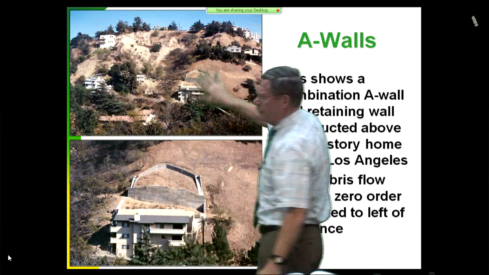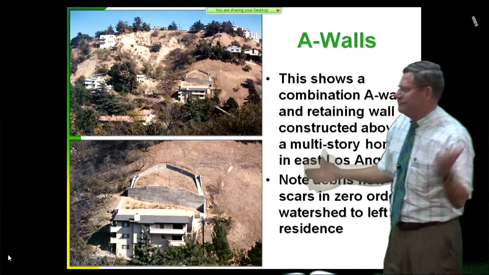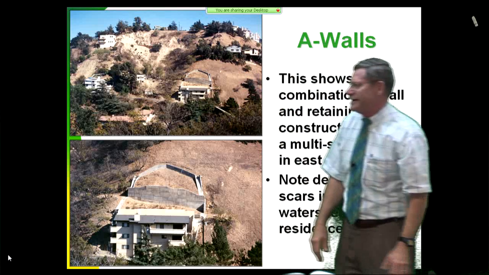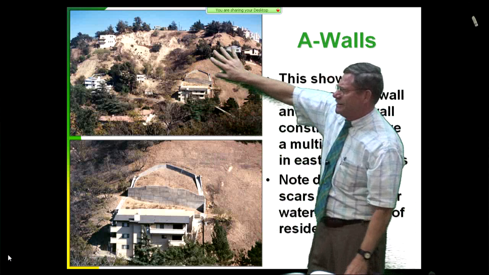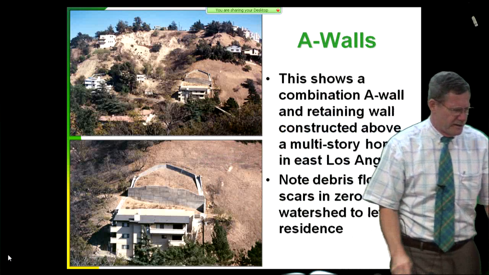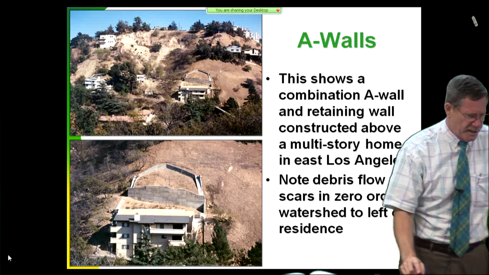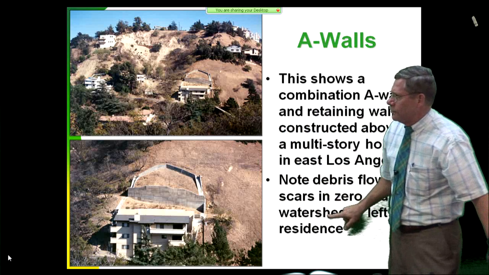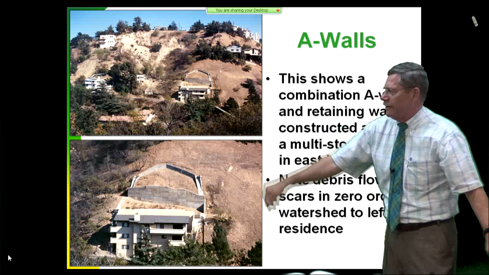But when you're dealing with regulators, you know, that's that. They don't consider stuff like that. So that's what got built there. I'm not sure it was really necessary, because you don't see any debris flow scars or zero order basins above where that wall is.